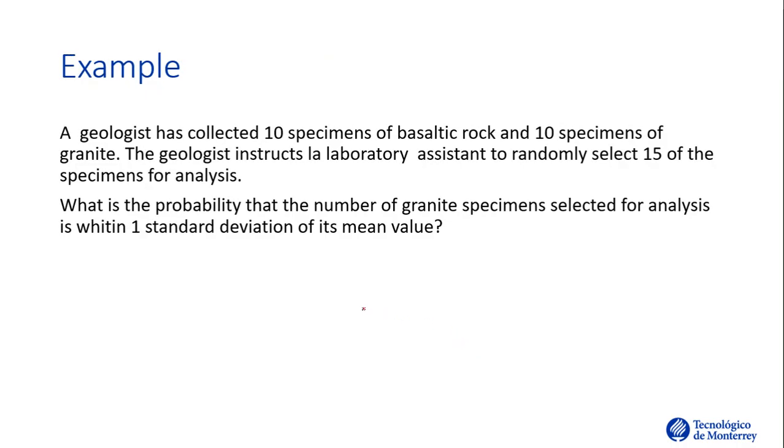To solve an exercise, let's imagine that a geologist has collected 10 specimens of basaltic rock and 10 specimens of granite. The geologist instructs a laboratory assistant to randomly select 15 of the specimens for analysis. What is the probability that the number of granite specimens selected for analysis is within one standard deviation of its mean value?